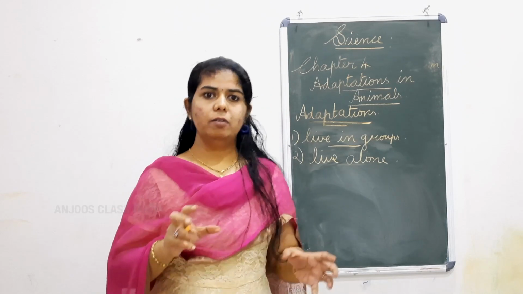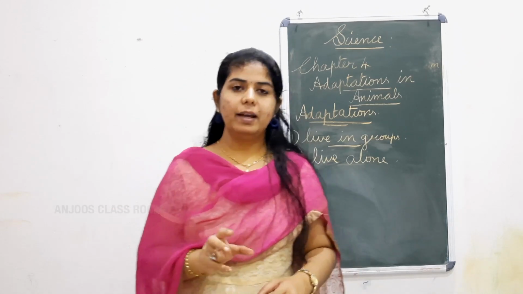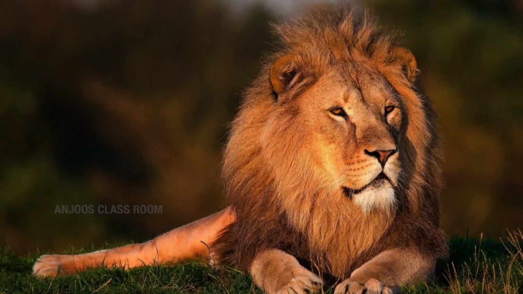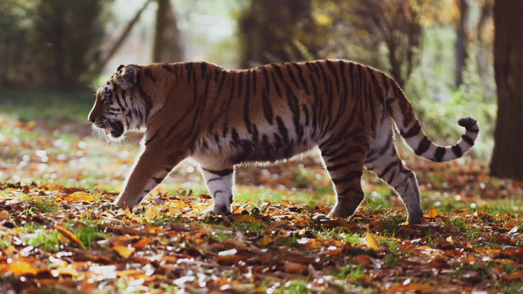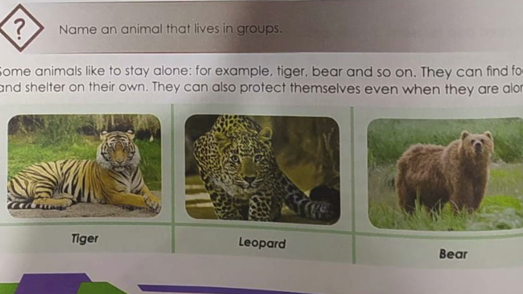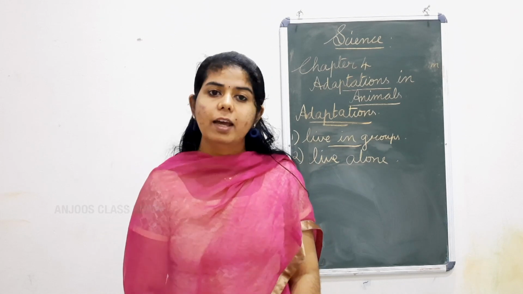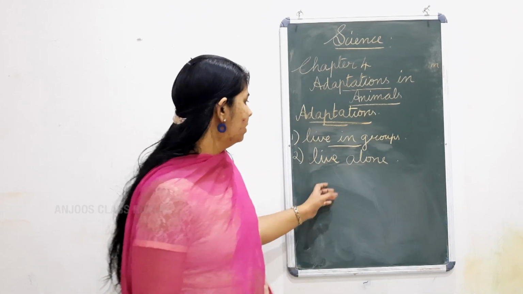So they go hunting alone. Like that, they live alone. So that is one example you can give: lion, tiger. Yes, and it is given in your picture again here. Tiger, leopard, bear. All these animals are living alone. Yes, they can also protect themselves even when they are alone. So these are some animals that live alone.